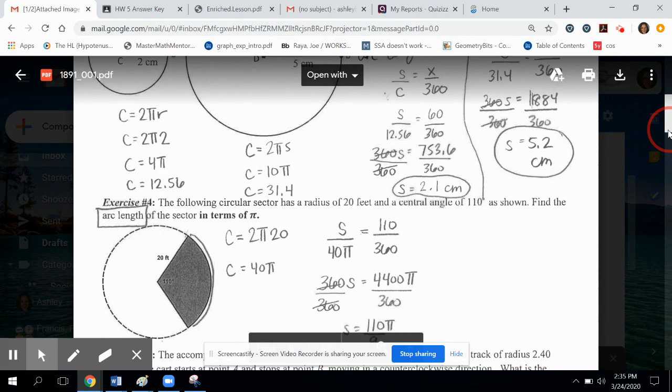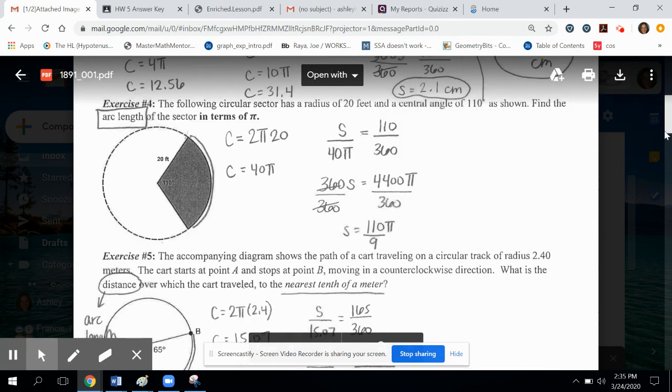If they have you round, that's all good. Use your calculator exclusively. If they ask you to put things in terms of pi or keep it exact, there's definitely some things you need to be careful of.